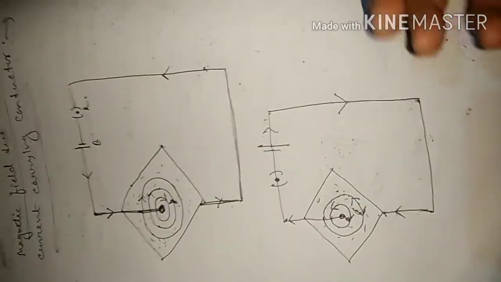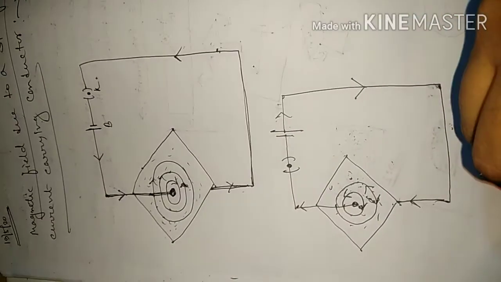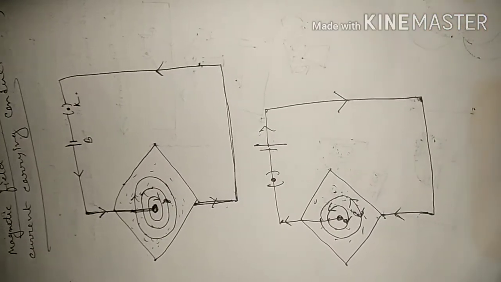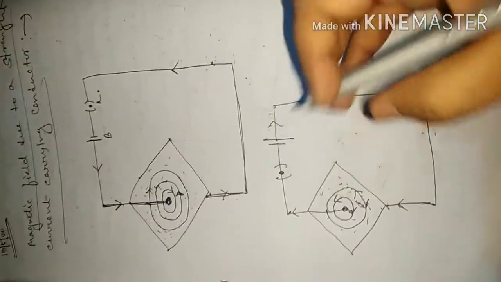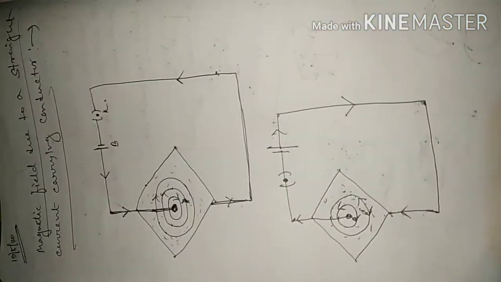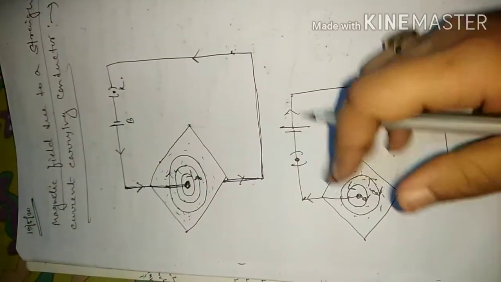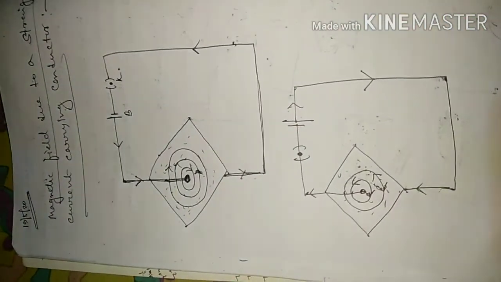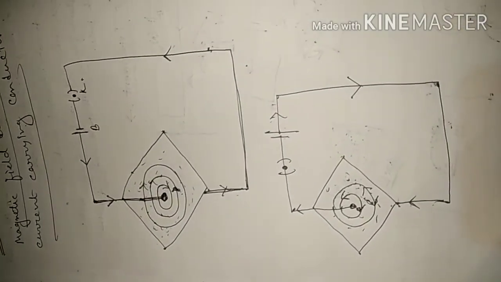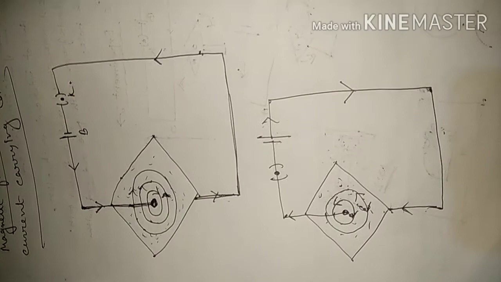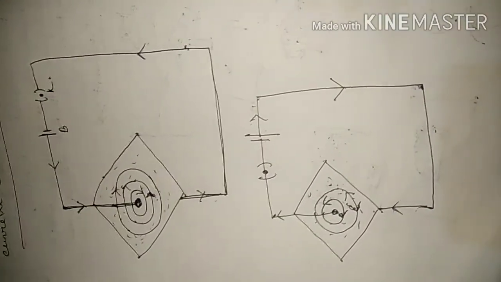So if we change the direction of the current, the direction of the magnetic field lines also changes. And if we increase the magnitude of the electric current, the strength of the magnetic field also increases, or you get more concentric circles and more magnetic field lines over there. That means if we increase the magnitude of the electric current, the strength of the magnetic field also increases.